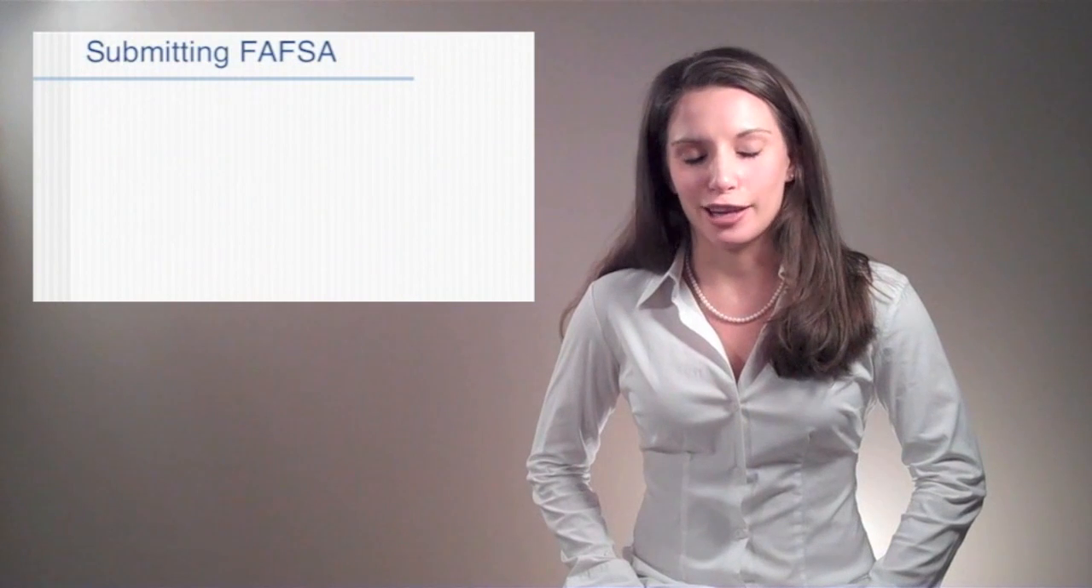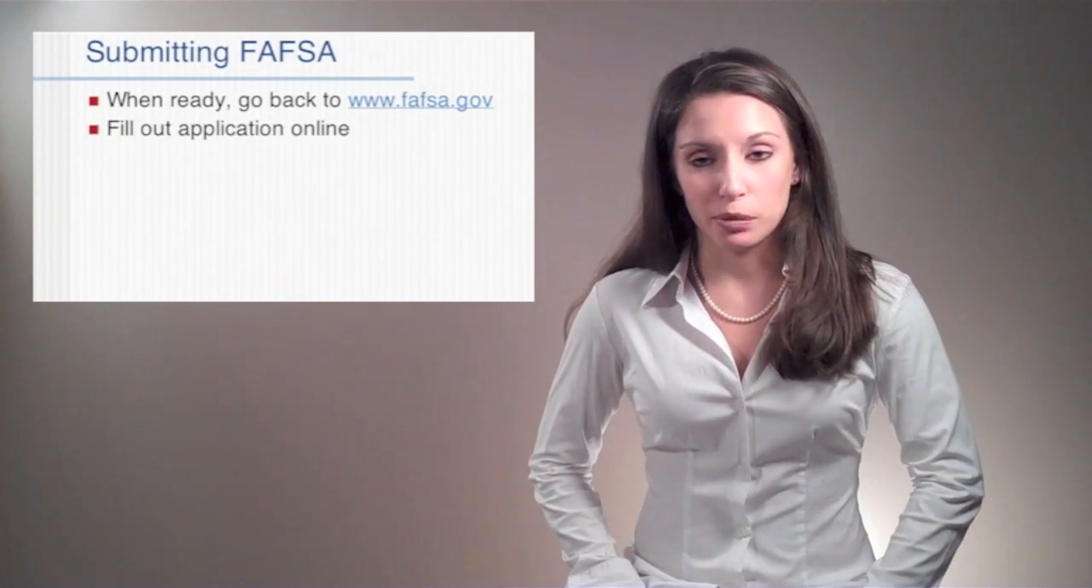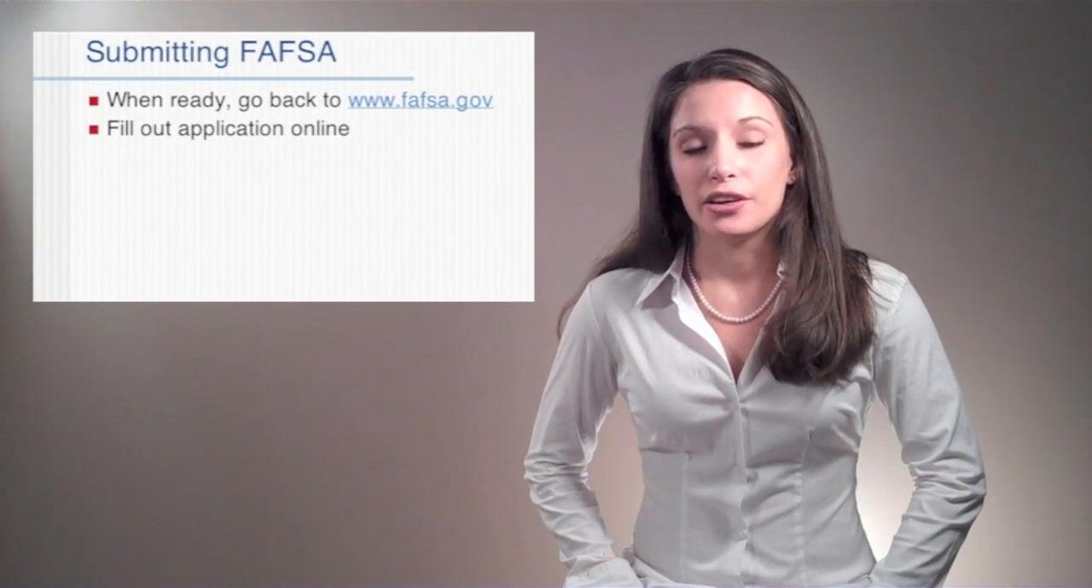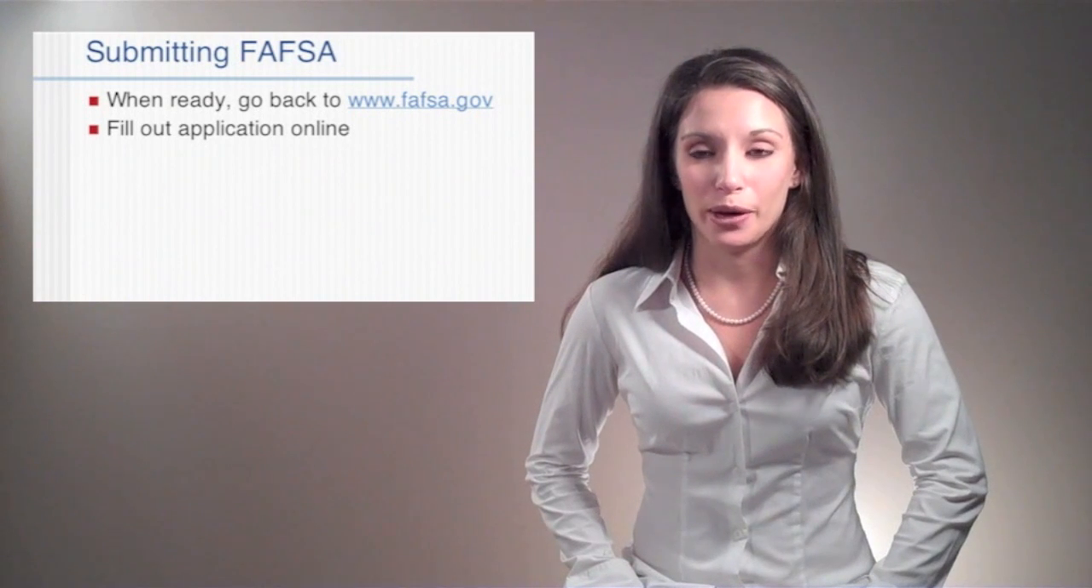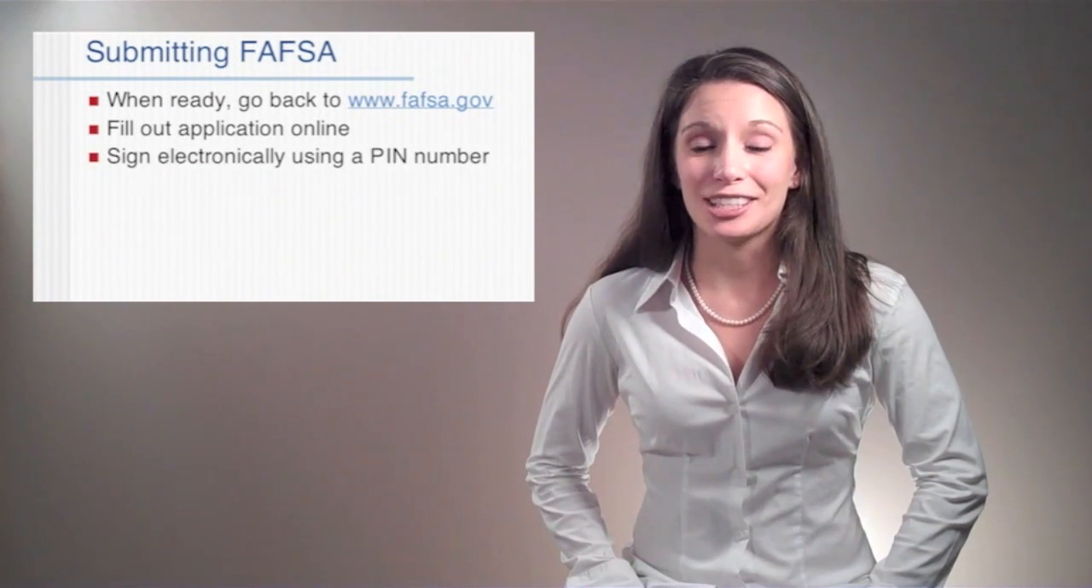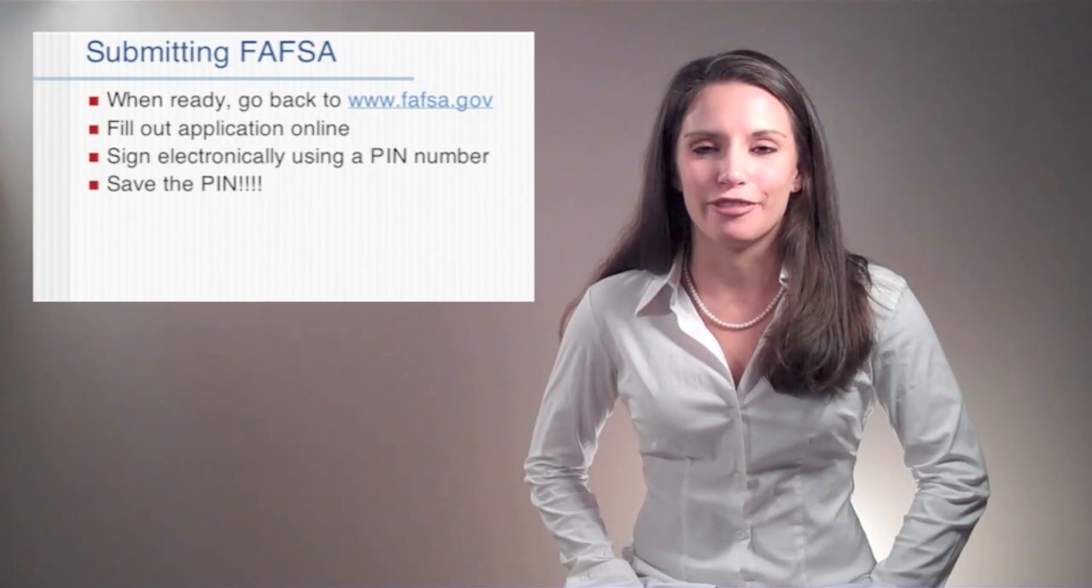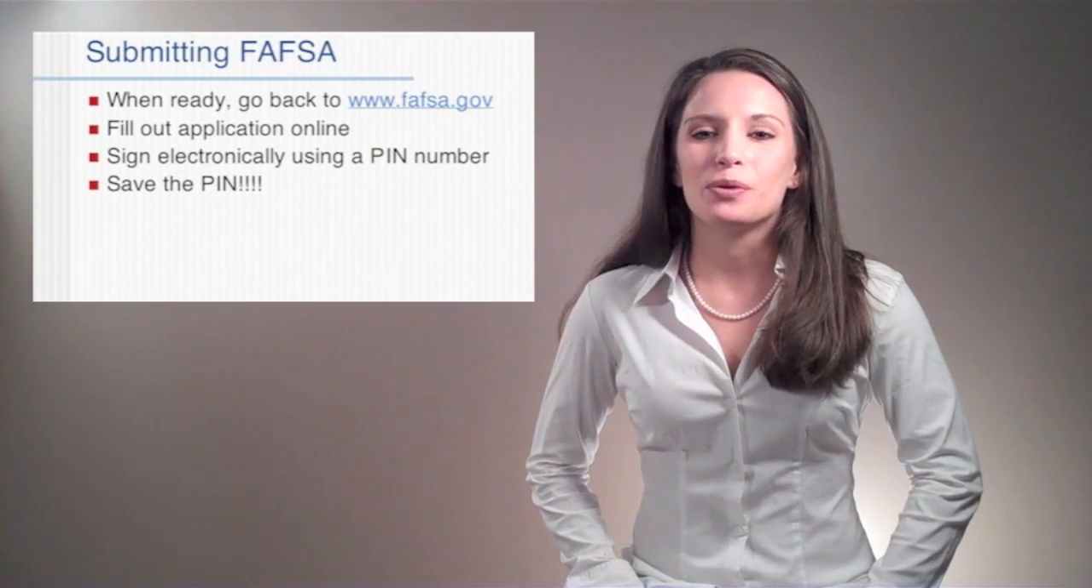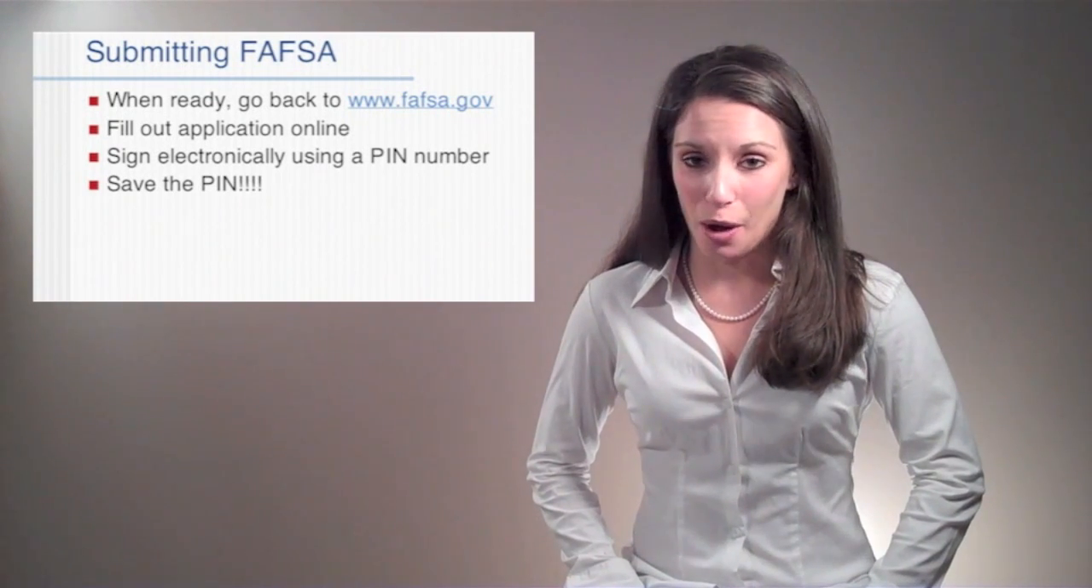So how do you submit FAFSA once you've gotten through these worksheets? When you're ready, when you're confident you've got everything you need to answer all the questions, go back to www.fafsa.gov. You're going to fill out and submit the application online. You're going to sign it electronically using a PIN number. I can't stress this enough, but save that PIN number. It will save you a lot of hassle in the years to come.